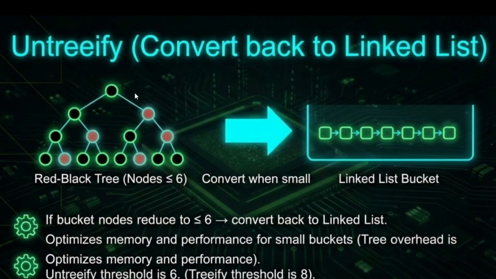And untreeify. Suppose I have a tree. Now I am removing some elements from the tree. If bucket nodes reduce to 6. Now suppose I have 11 elements here. When the bucket nodes, sorry, when this tree becomes lesser than or equal to 6, convert back to linked list. This optimizes the memory performance for small buckets. It has been given like this.